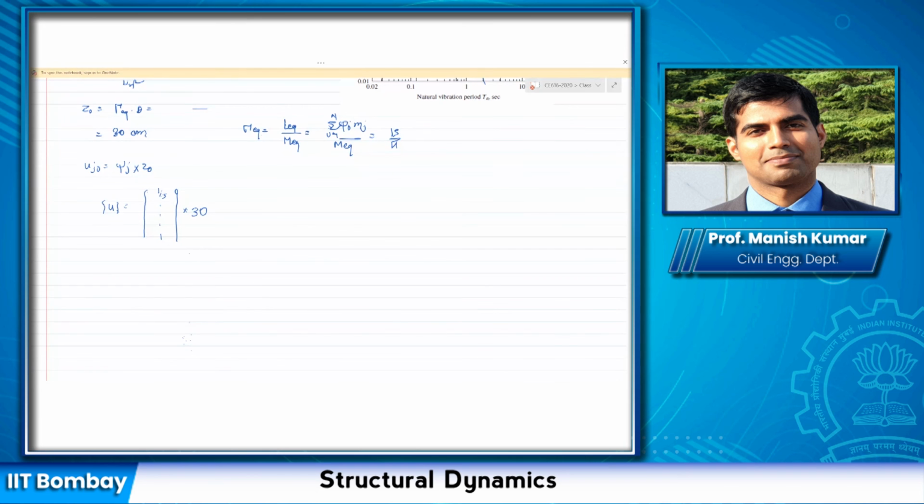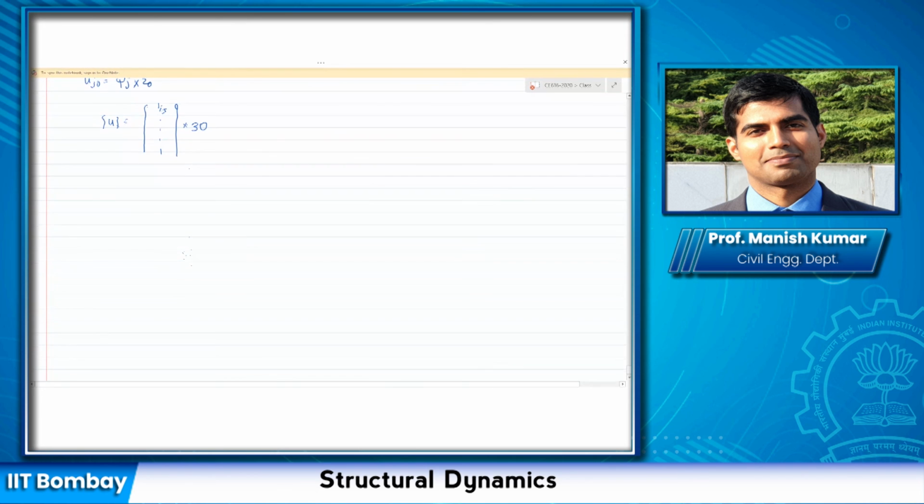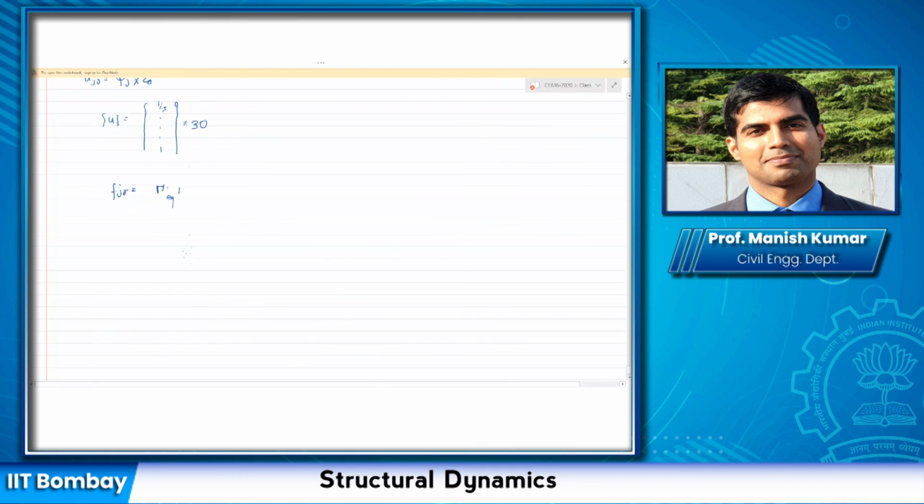Now you can find out the equivalent static forces Fj simply as gamma equivalent times mj, multiplied with phi j and A. This also you can get in terms of a vector. You can find out what those values are. So basically it would come out to be 151 times the phi j vector, which you can write in terms of, let us say, kilonewtons.